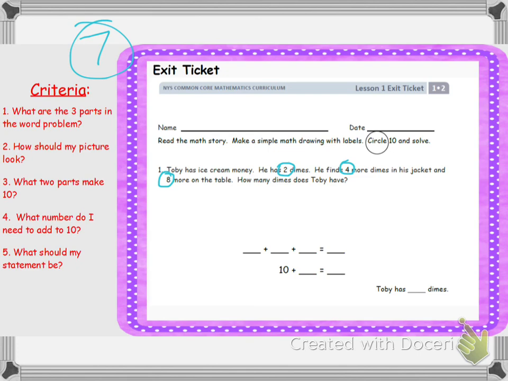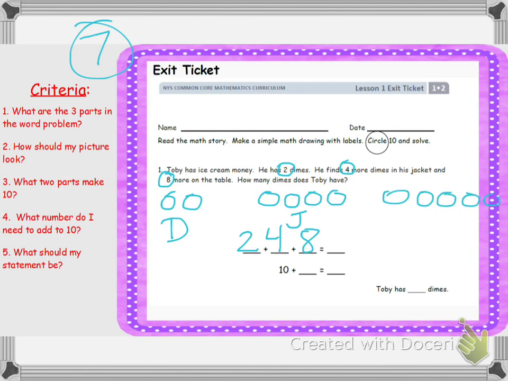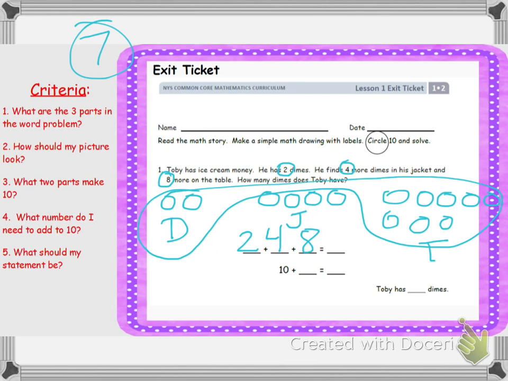Alright guys, let's check our work. You can get a crayon or something so you can check it. So looking at this, I know that my 3 parts are 2, 4, and 8. I'm going to draw my picture to show this. He had 2 dimes. He had 4 in his jacket. And he found 8 more on the table. Let's put a T for table. Which 2 parts make 10? Well, 2 and 8. Right, circle it there too.